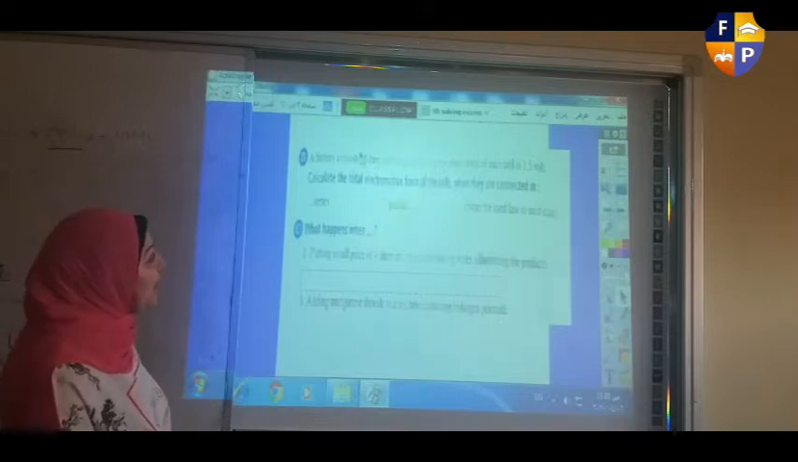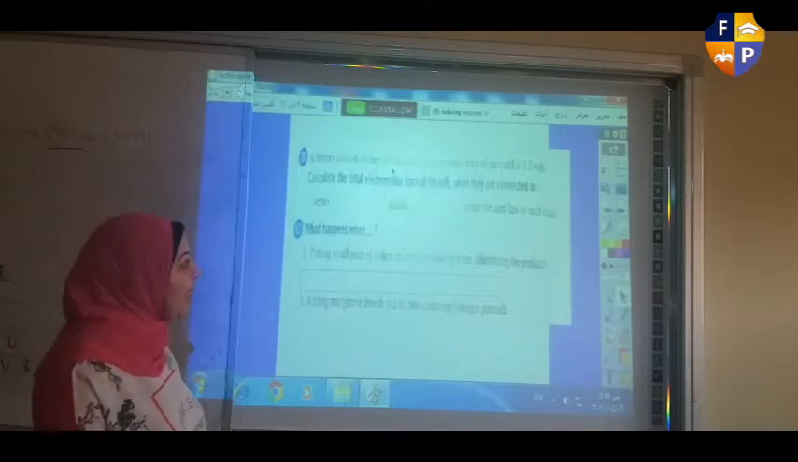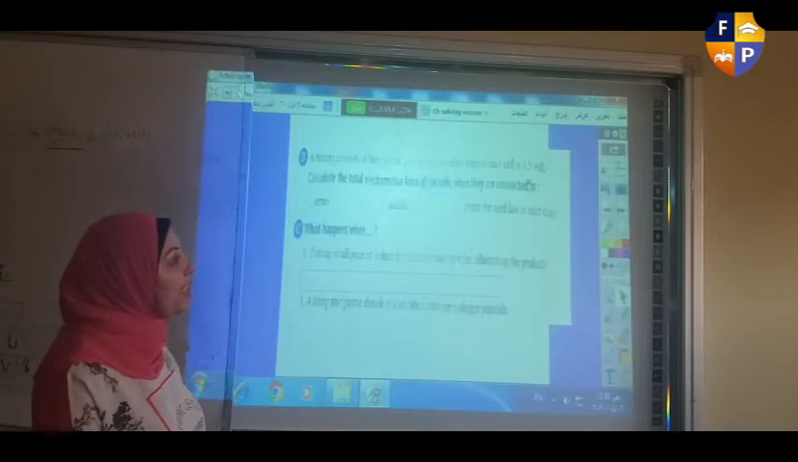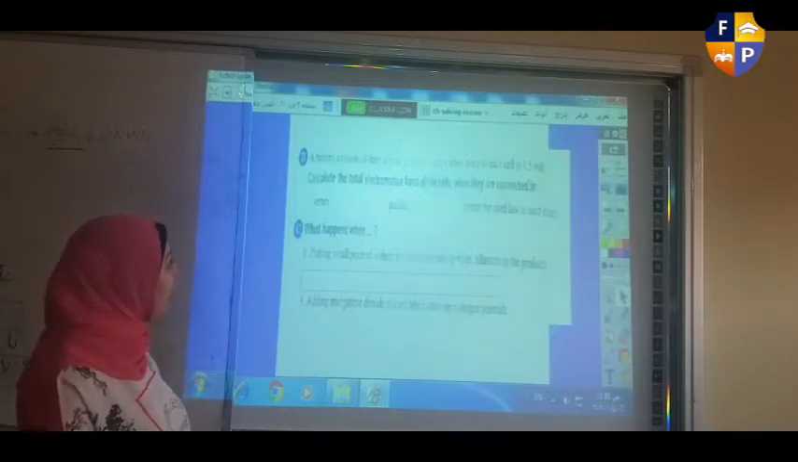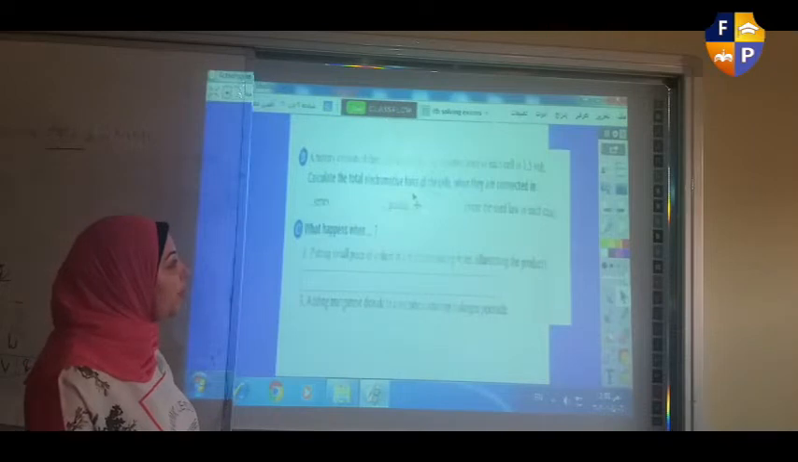A battery consists of 3 similar cells. The electromotive force of each cell is 1.5 volts. Calculate the total electromotive force of the cells when they are connected in series or parallel.